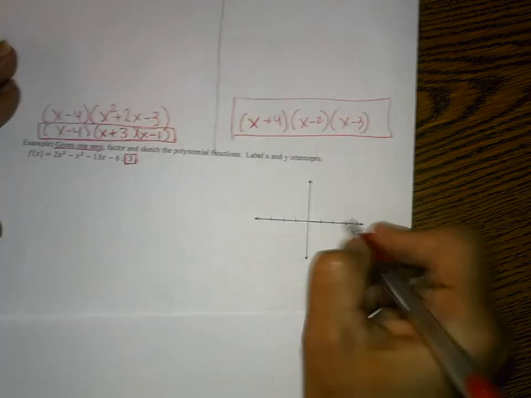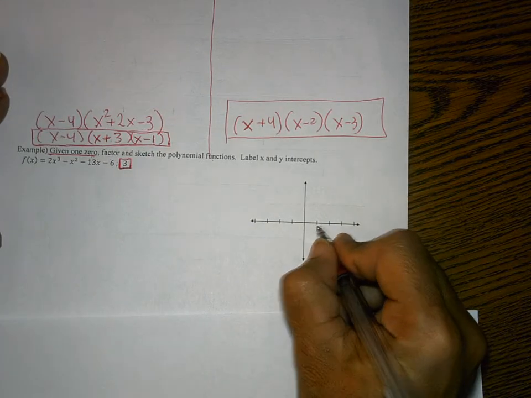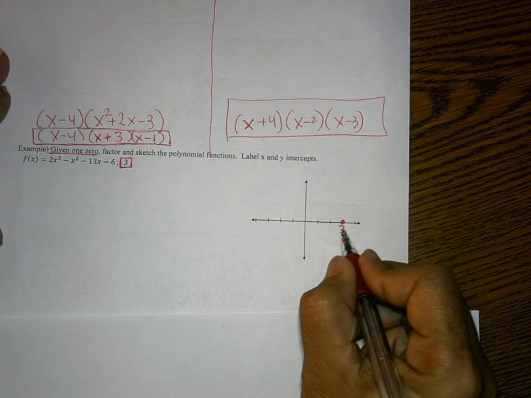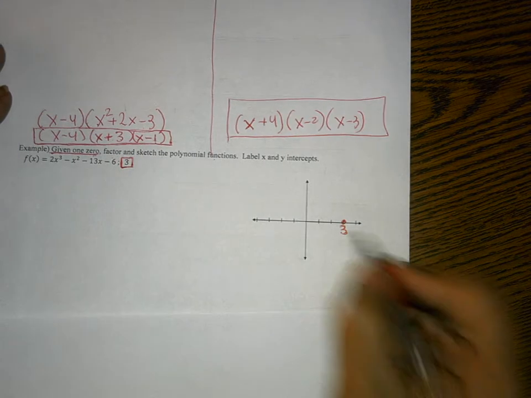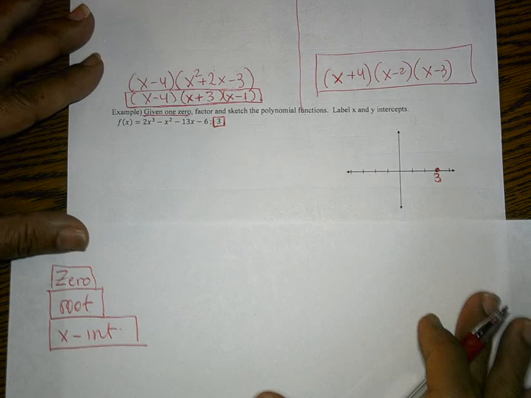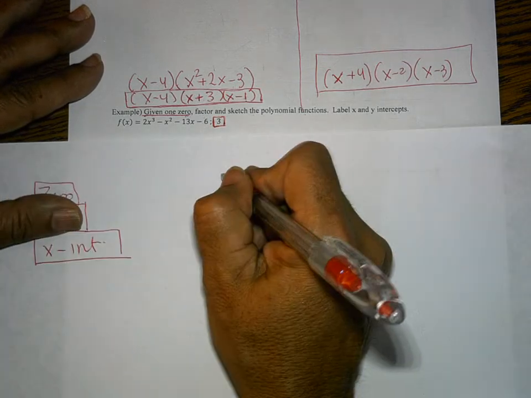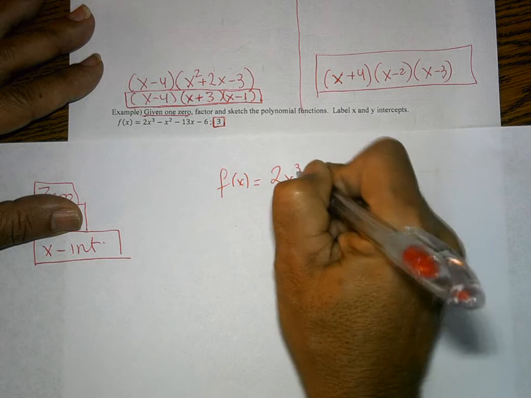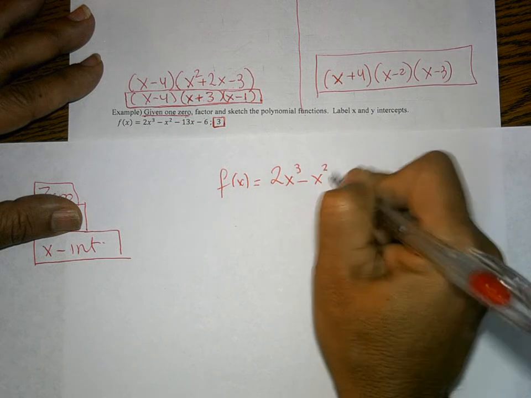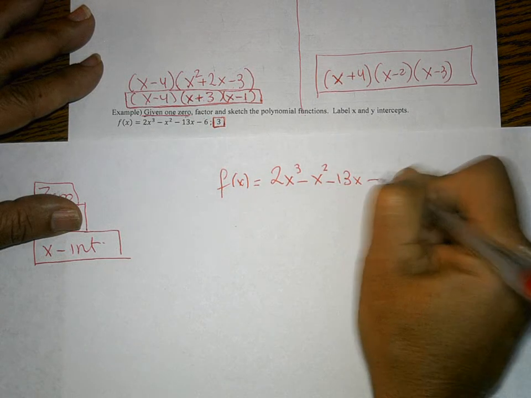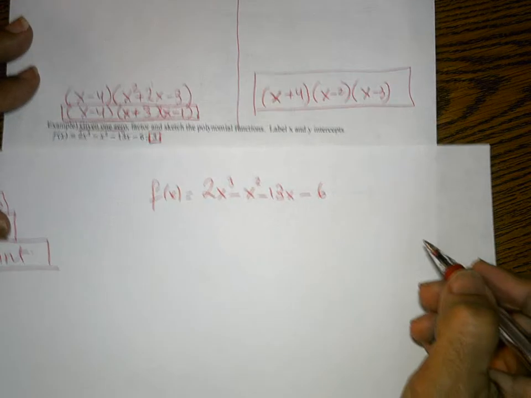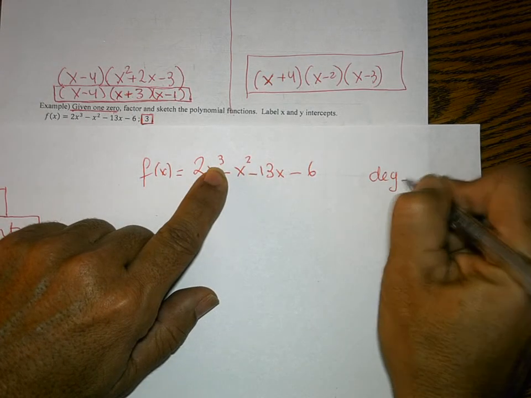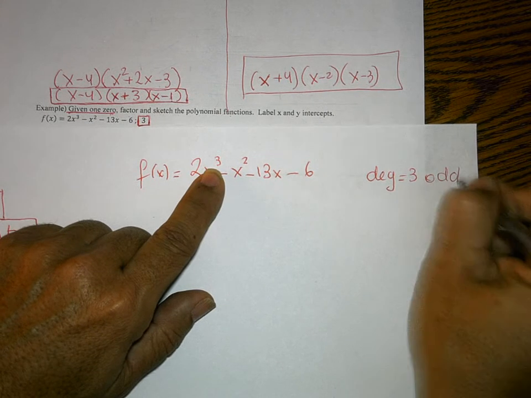I'm going to put it right here on my drawing, on my sketch. 1, 2, 3, 3. Right here. So that is one of the x-intercepts. Take a look at the function. I'm going to write it over here. It's f of x is 2x cubed minus x squared minus 13x minus 6. Remember in objective 1, we looked at the degree, so we know the degree is 3. So it's an odd function.